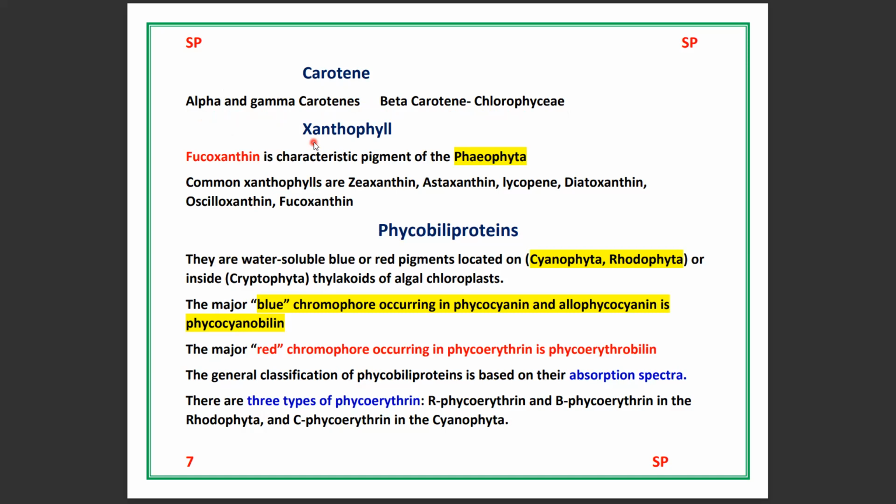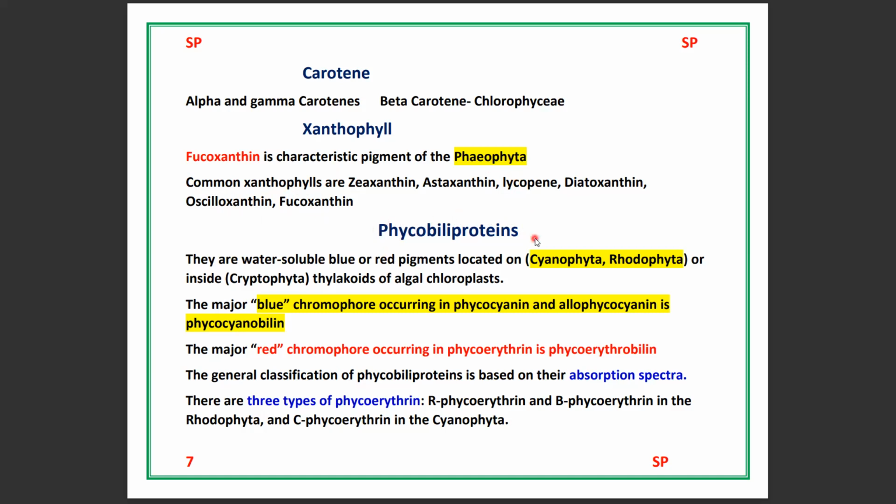And xanthophylls, these are also necessary pigments. Fucoxanthin is the characteristic pigment of the Phaeophyta. Common xanthophylls are zeaxanthin, astaxanthin, lycopene, diatoxanthin, diadinoxanthin, and fucoxanthin. These are all common xanthophylls, but fucoxanthin is the chief characteristic pigment in the Phaeophyta.